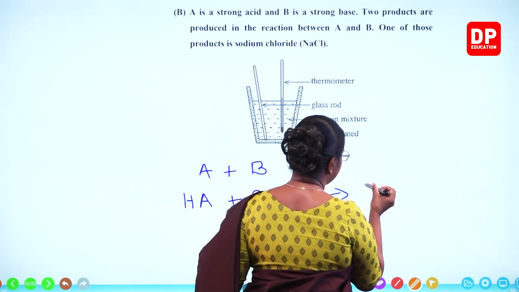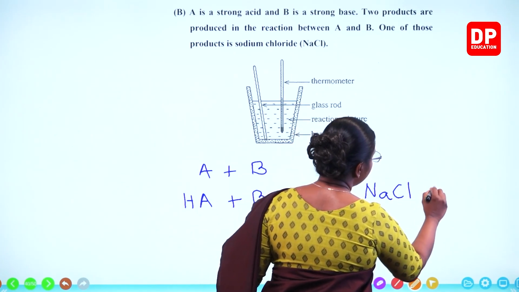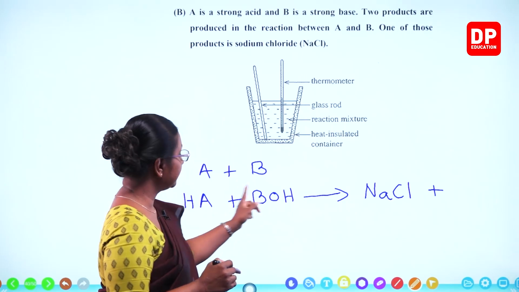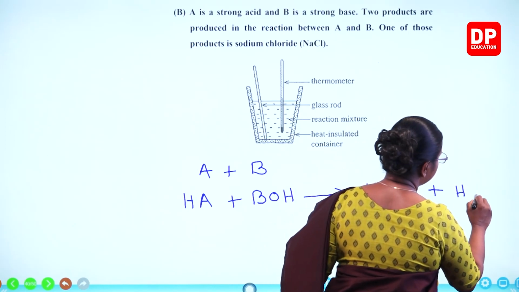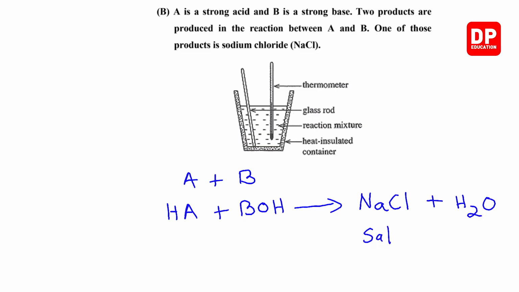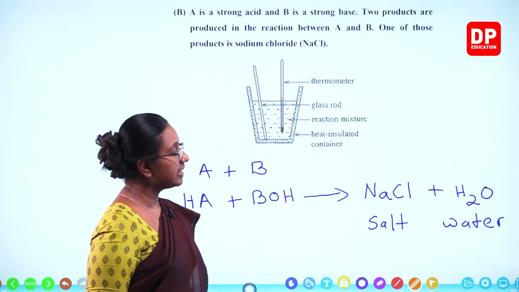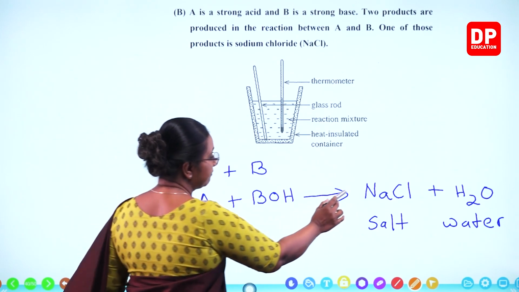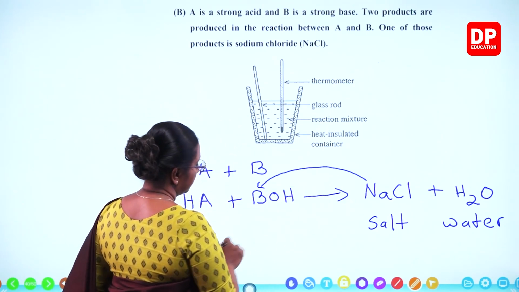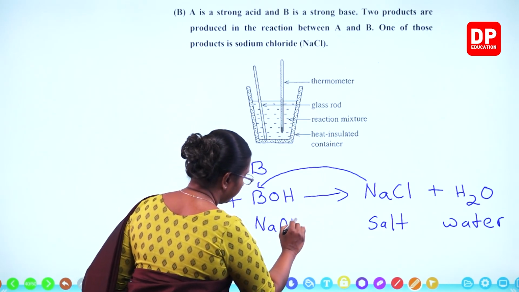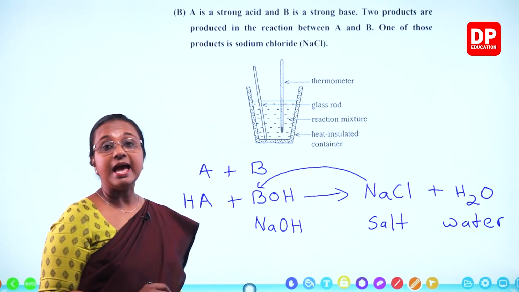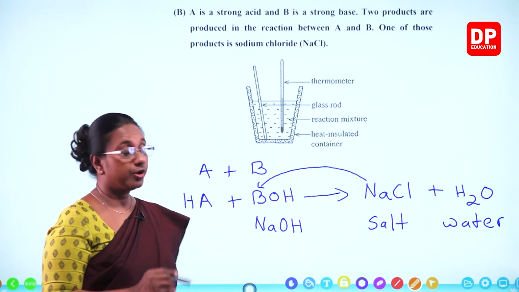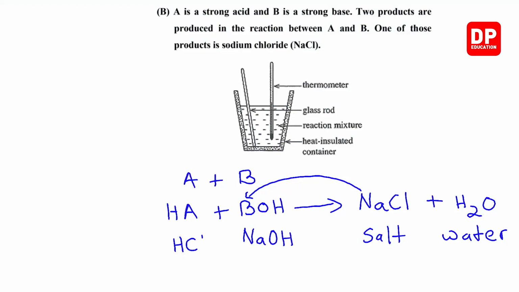You all know one product is sodium chloride. Always when there is a reaction between an acid and a base, you get a salt and water. So, you know the other product also, water. So, this is salt and water. So, here, since you get the salt as NaCl, you all know the positive ion comes from the base. So, this should be NaOH. And the negative ion, Cl, comes from the acid. So, that is the A component. So, here this has to be HCl.